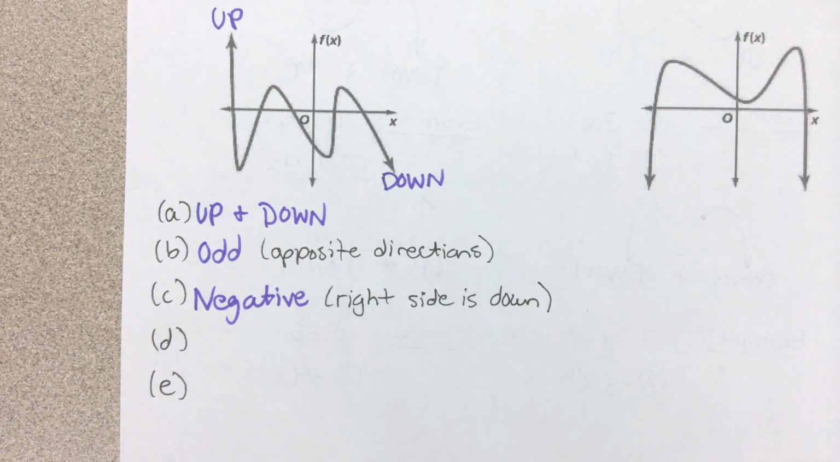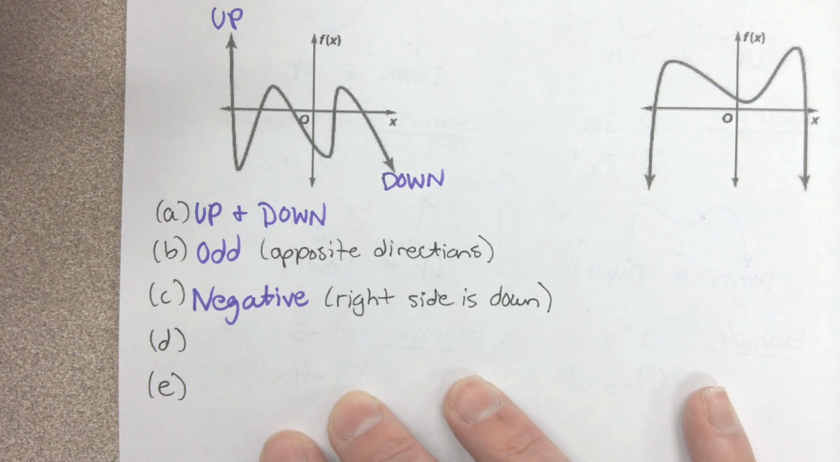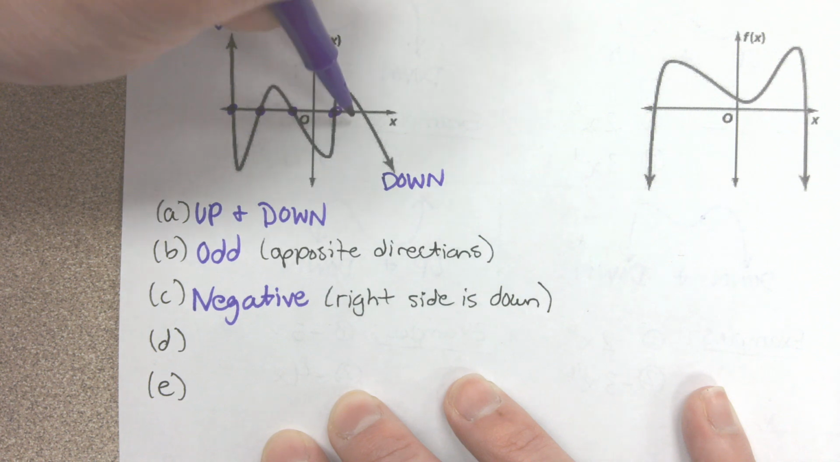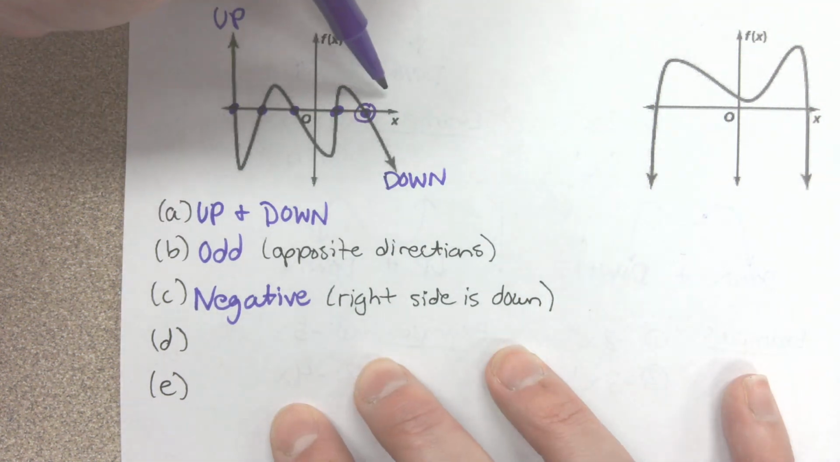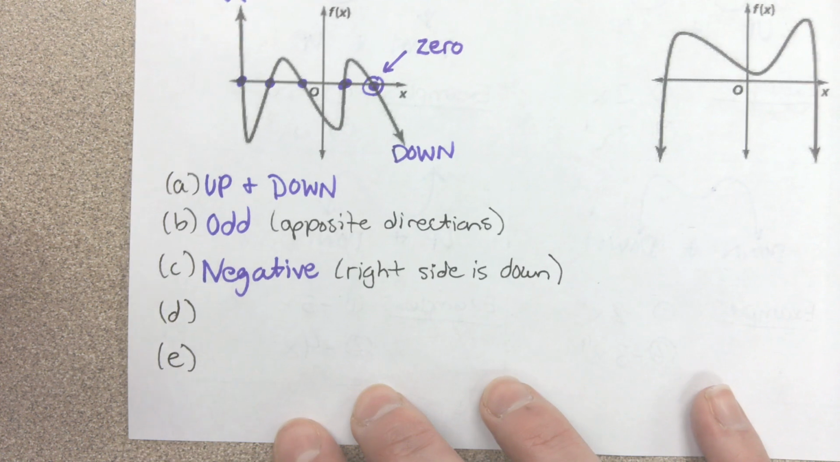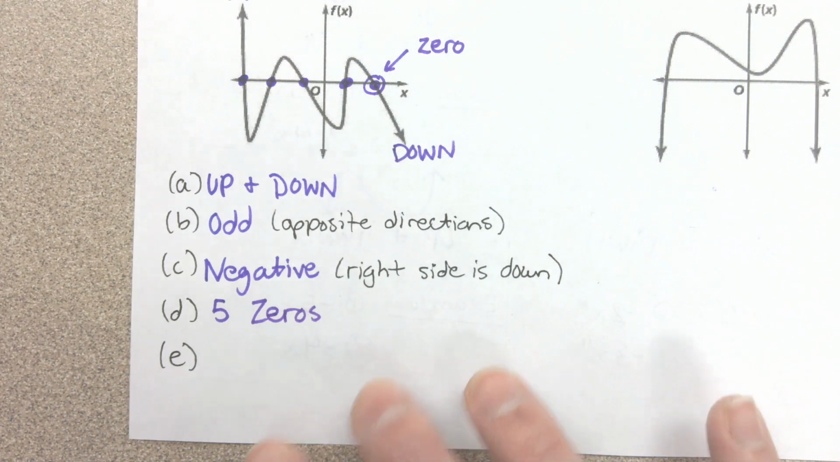D and E, you just look for these items on the graph and count. D, state the number of real zeros. Real means they're actually there. We actually know that these are actual zeros. So you go through and count how many places it hits on the x-axis. 1, 2, 3, 4, 5. It hits 5 times. Again, each one of these points is a 0. There are 5 zeros.